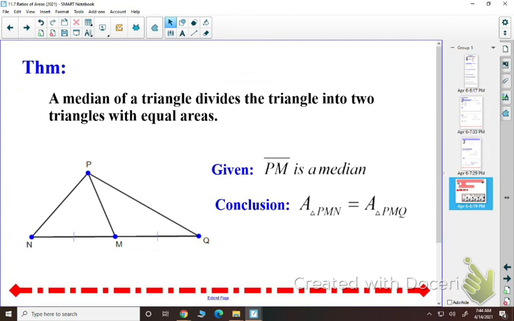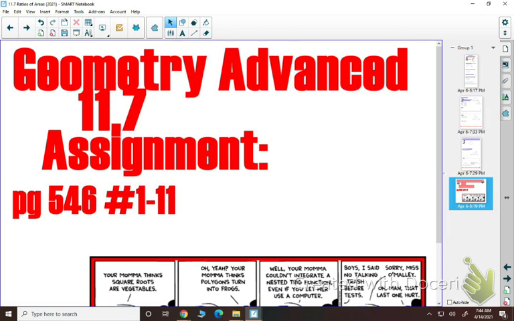So for today, we have a book assignment you are going to do on page 546, like it says here, numbers 1 through 11. If you have any questions, again, please let me know.